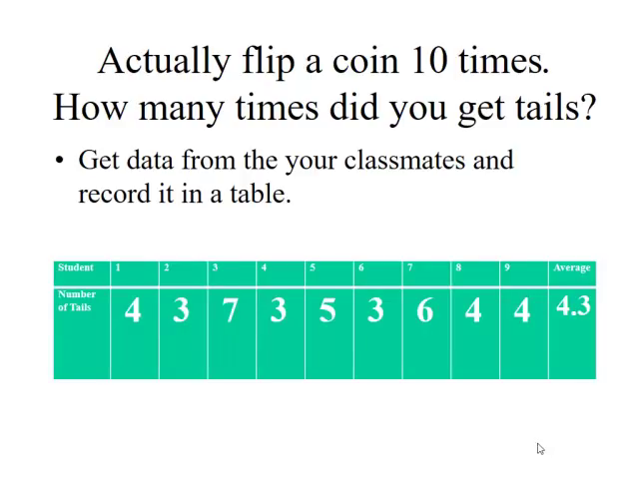Chances are your table looked something like this. Some students might have gotten tails 3 times, like student 2 here. Some students might have gotten tails 7 times, like student 3. Students might have actually gotten 5 times. And there's this whole range of numbers. But when you averaged it out, you probably ended up somewhere around 4.3, maybe you had 6.1, but someplace around 5.